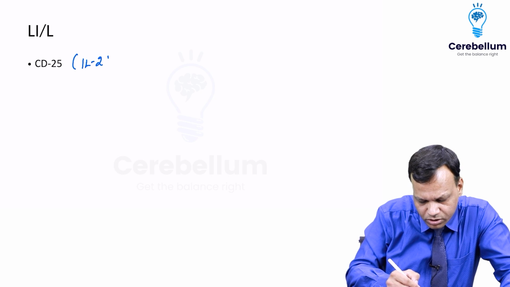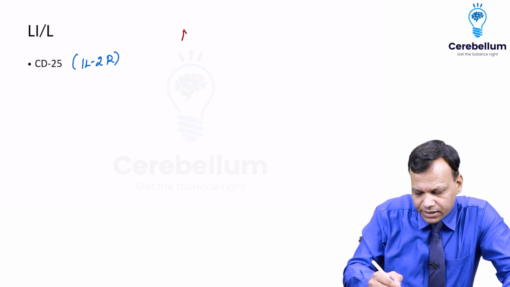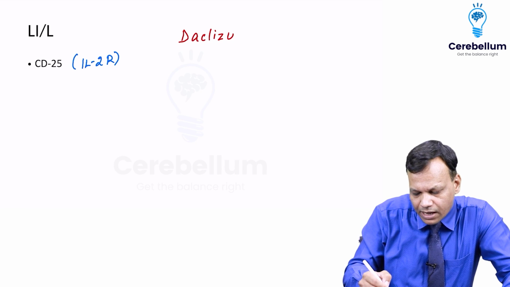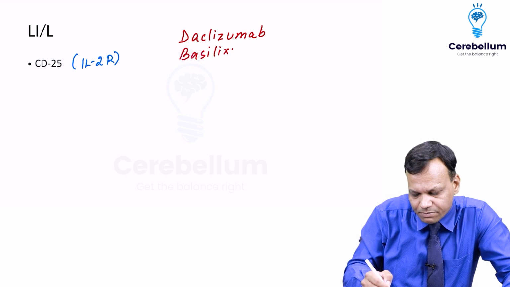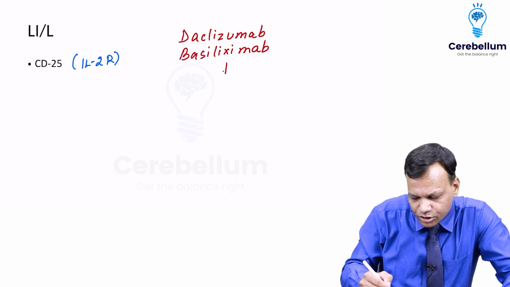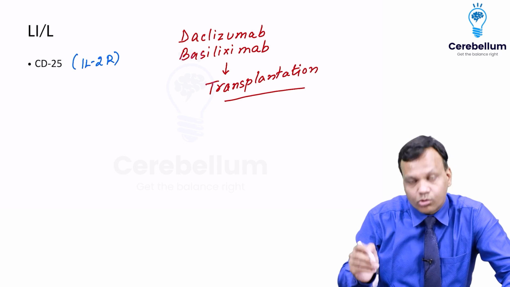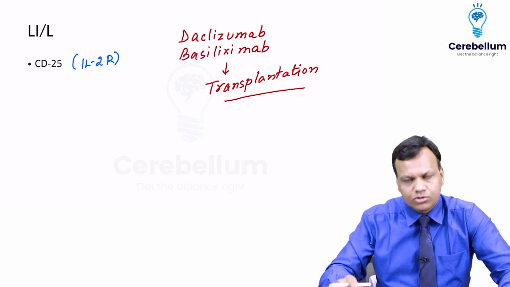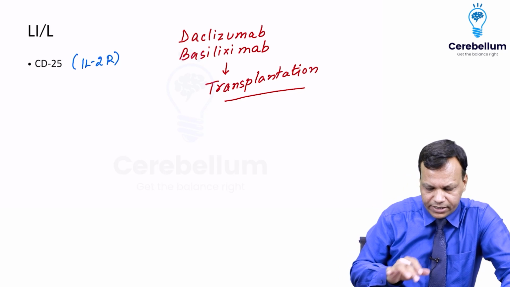Then we have monoclonal antibody against CD25. The other name of CD25 is interleukin 2 receptor. CD25, it is nothing but interleukin 2 receptor. The drugs are daclizumab and basiliximab. Daclizumab and basiliximab, they are used in transplantation. Monoclonal antibody against interleukin 2 receptor. Interleukin 2 is not able to work, immunity cannot occur, so they are used in transplantation. Okay, if you want, you can remember, otherwise not very important.